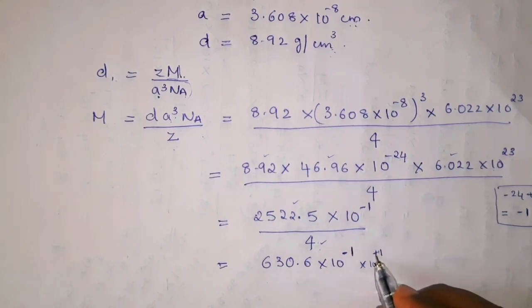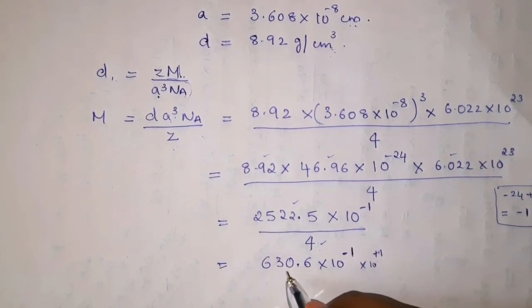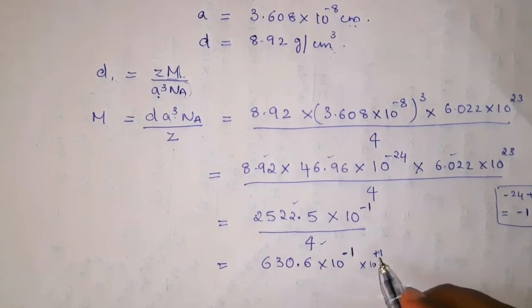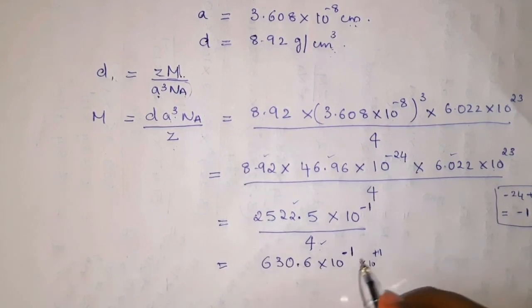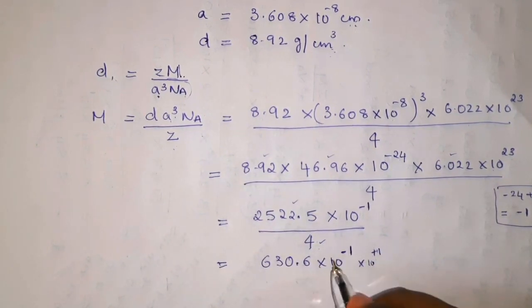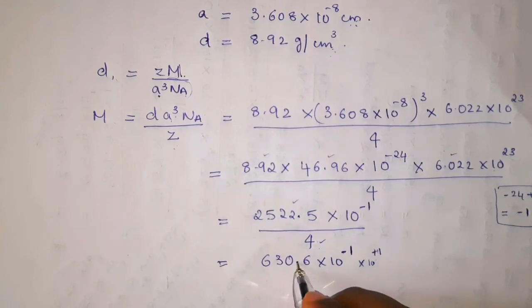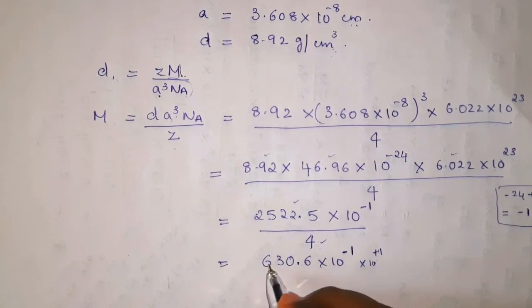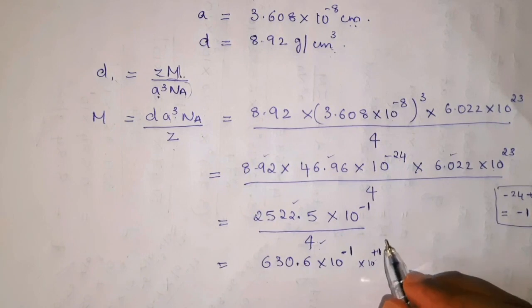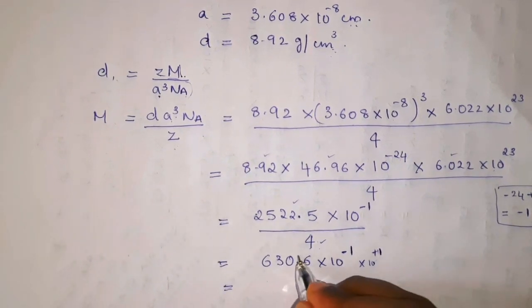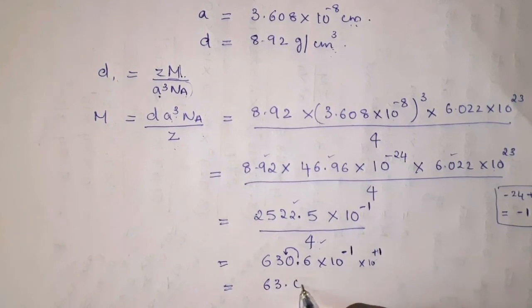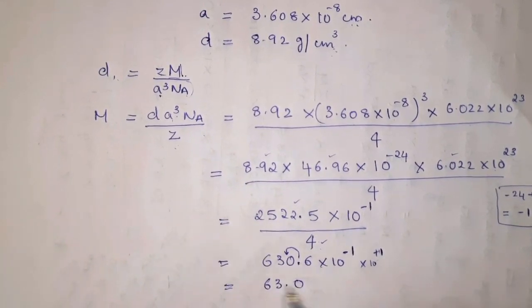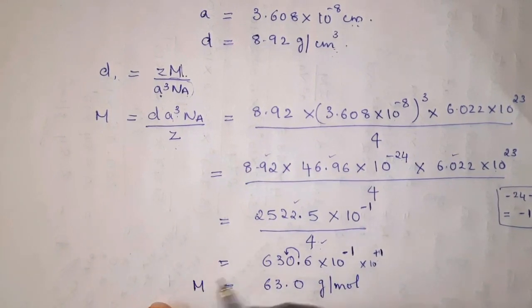Plus 1 means what? You have to change the decimal. So plus means which side you will change the decimal. Plus is the left side. Right side is negative. So left side is plus. So this decimal you have to change to the left side. Okay, and 1 means first position. So this decimal you have to change to the left side first position. So you'll get it as 63.0.